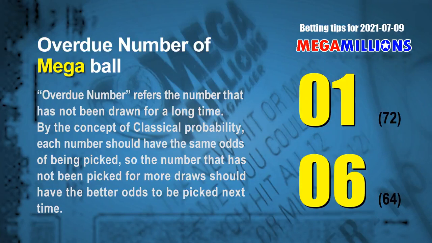The two most overdue mega balls are 01 and 06. Mega ball 01 has not been drawn for 72 times. Mega ball 06 has not been drawn for 64 times.